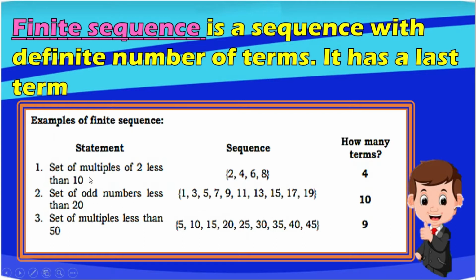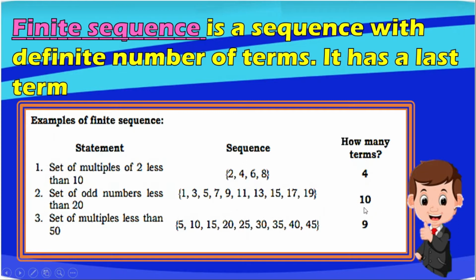So say for instance, number 1, the set of multiples of 2 less than 10. So this is the sequence: 2, 4, 6, 8. So how many terms? There are 4 terms. How about number 2? Set of odd numbers less than 20. In sequence, we have 1, 3, 5, 7, 9, 11, 13, 15, 17, and 19. So how many terms do we have?